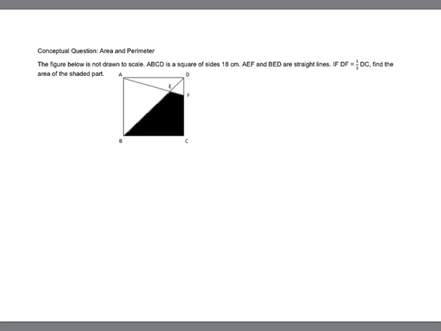The figure below is not drawn to scale. ABCD is a square of sides 18 cm. AEF and BED are straight lines. If DF is equal to 1/3 of DC, find the area of the shaded parts.